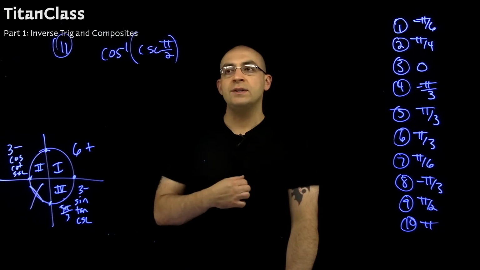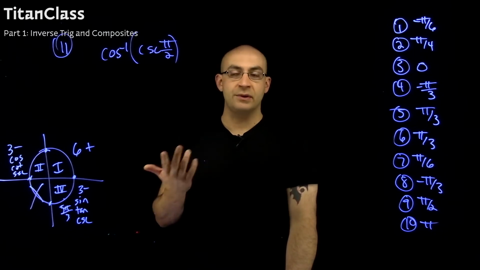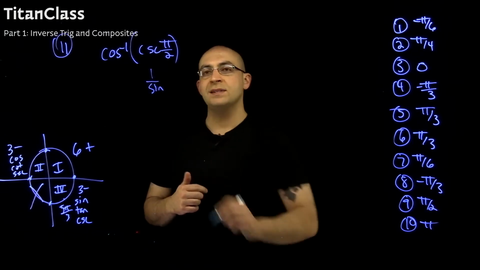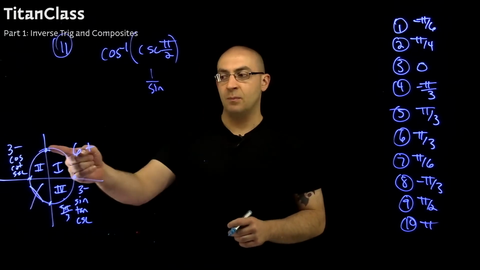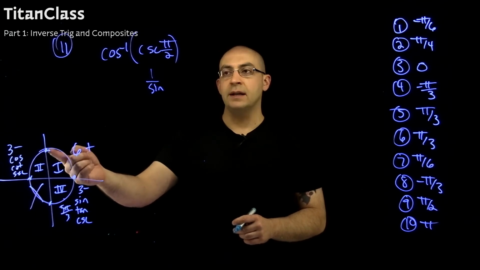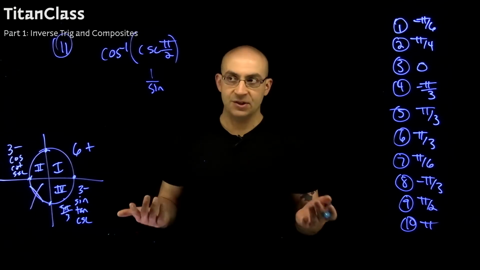Now, what is cosecant of pi over 2? Let's remember the unit circle and what cosecant is. Cosecant is 1 over sine. What is the sine value at pi over 2? Pi over 2 is up here, and the sine value is 1 up here. So what is 1 over 1? That's just 1.